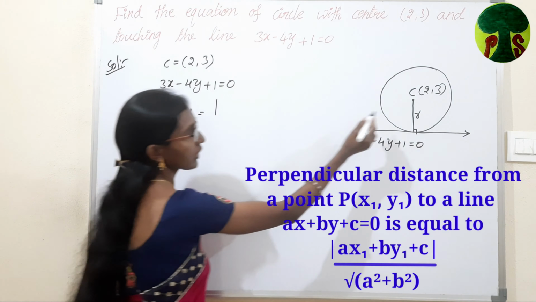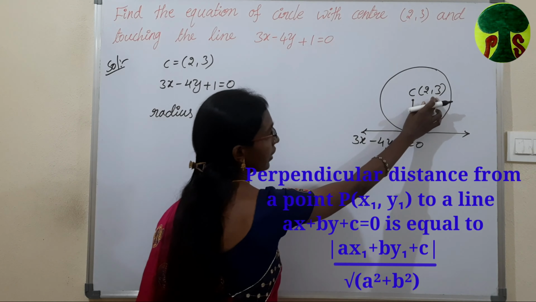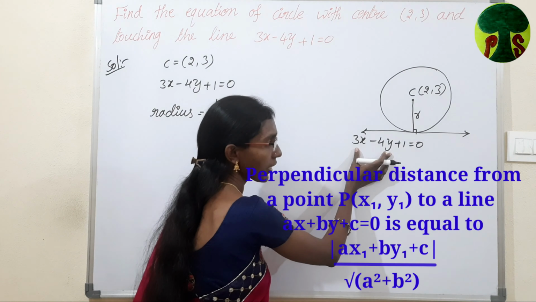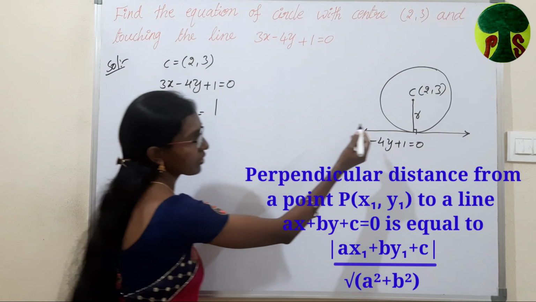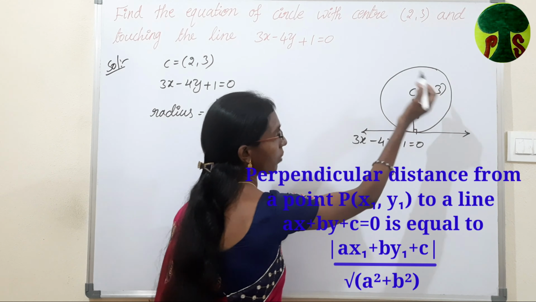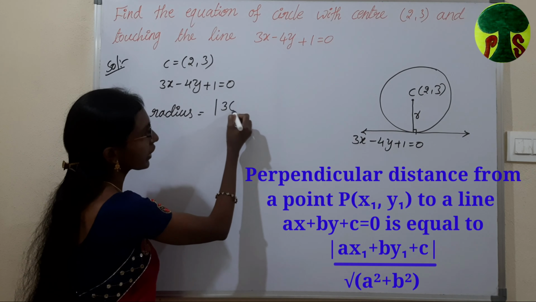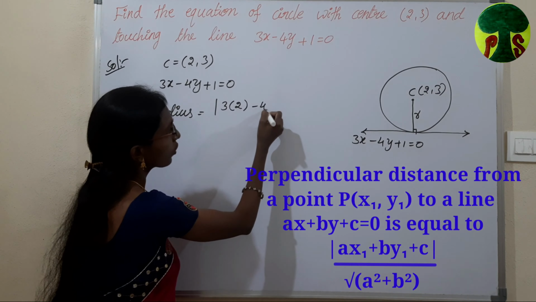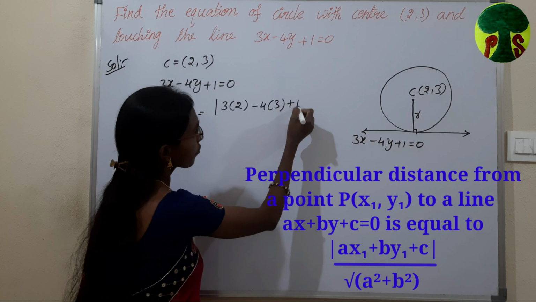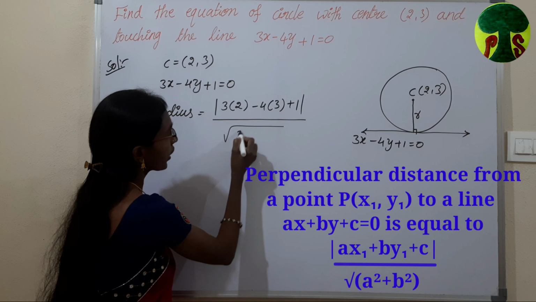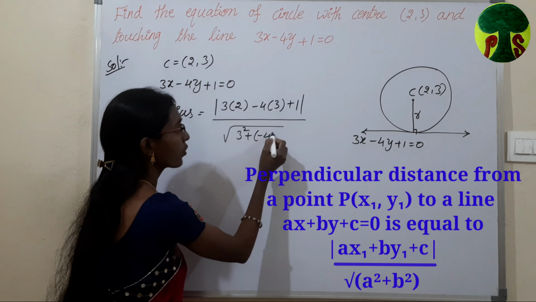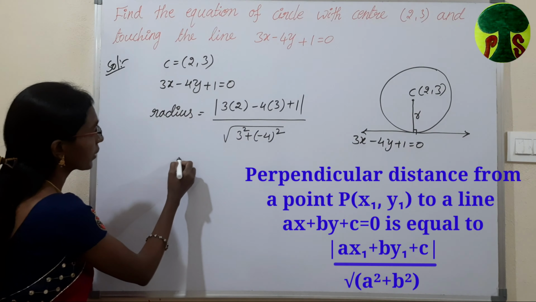Here the point is nothing but the center, that is (2, 3), and the equation of the line is 3x minus 4y plus 1 equals 0. Substitute the x1, y1 values here. x1, y1 is nothing but 2, 3. So mod of (3 into 2 minus 4 into 3 plus 1) divided by square root of (3 square plus (minus 4) whole square). I am taking the radius as small r.